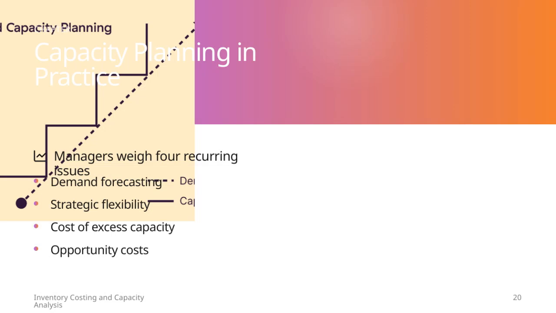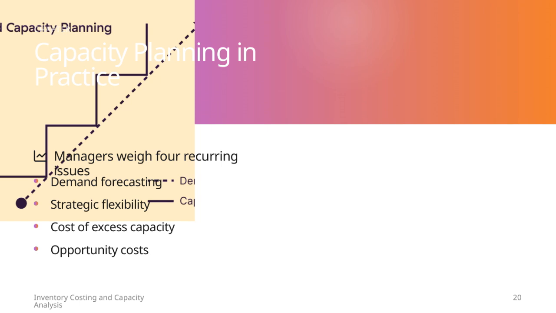Now, let's focus on capacity planning in practice. Managers consistently deal with 4 key issues when making decisions. First is demand forecasting, which is crucial because understanding future demand helps us plan the right capacity levels. Next is strategic flexibility, the ability to adjust capacity based on changing market conditions or new opportunities.